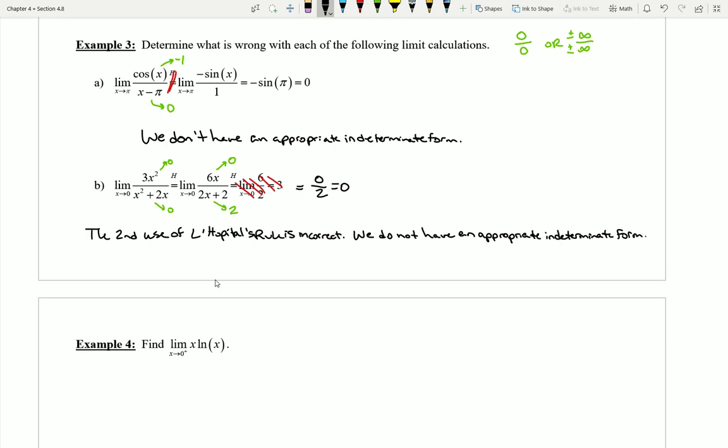We want to make sure that we're actually understanding when L'Hopital's rule can be applied. It has to be on something that has a fraction that fits the form 0 over 0 or infinity over infinity. I could never use L'Hopital's rule on something that is not in a fraction form, and I can never use L'Hopital's rule if I don't have one of these special indeterminate forms.